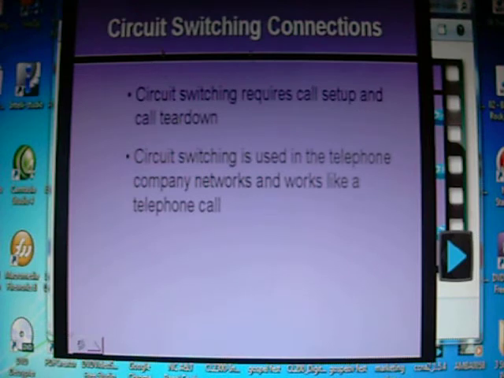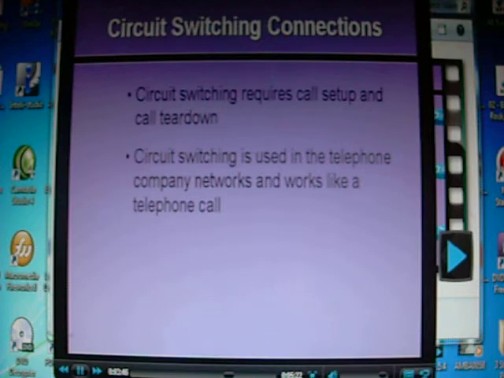Now, in circuit switching connections, the circuit switching requires call setup and call teardown. It's a lot like a phone company. So this is only when we want to call up because we have something to communicate every once in a while. Now, Cisco says if you're only going to be 2 to 3 hours, again, a rule of thumb, then a circuit switching connection would be fine for you. If you're basically calling up over 3 hours a day, then you should probably get a dedicated connection or a shared line. Circuit switching is used in the telephone company networks and works like a telephone call.